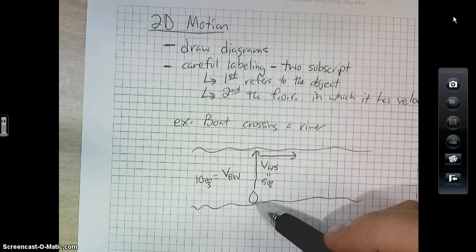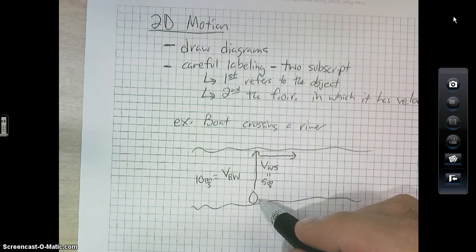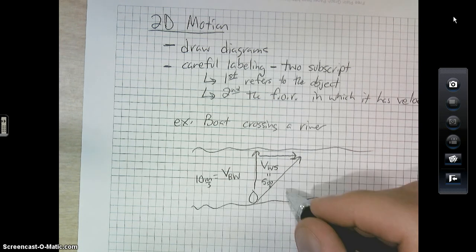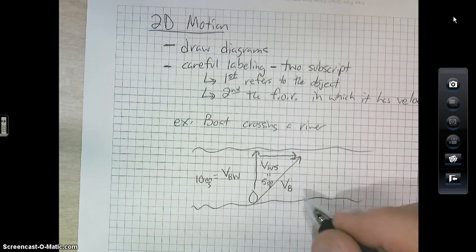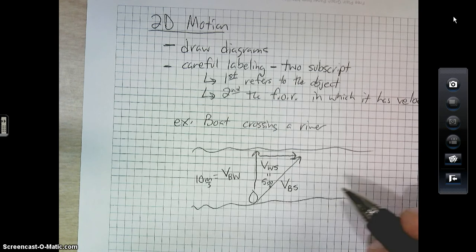Now, if you aim straight across, but the river pushes you downstream, then you actually end up having a velocity that looks like that. And that velocity would be the velocity of the boat from the point of view of the shore, or VBS, and you can insert joke here.